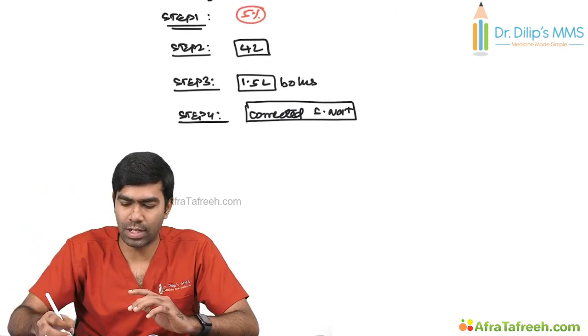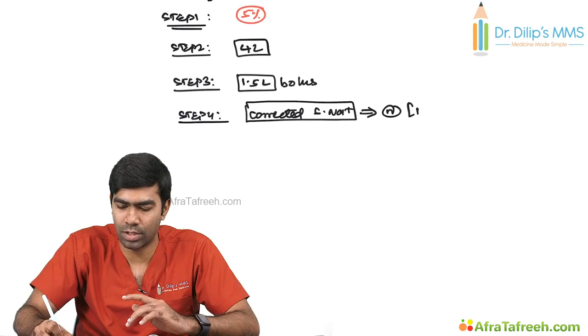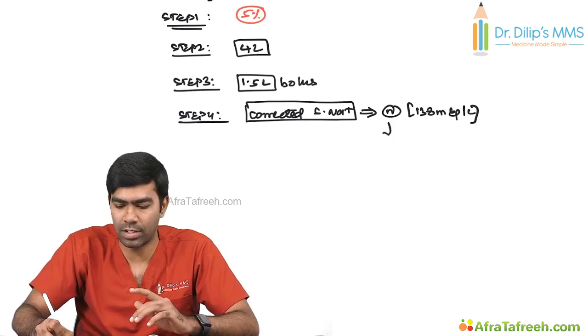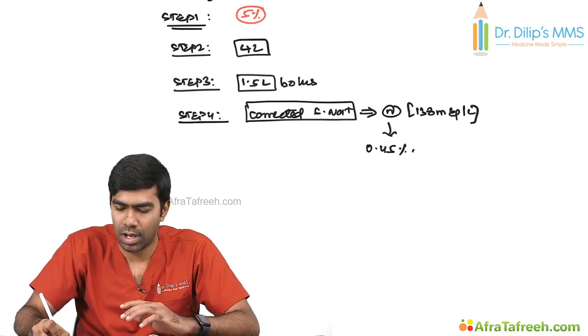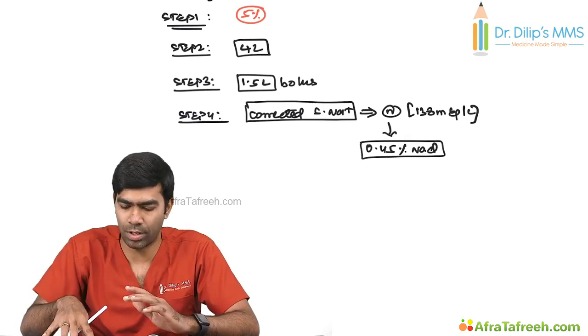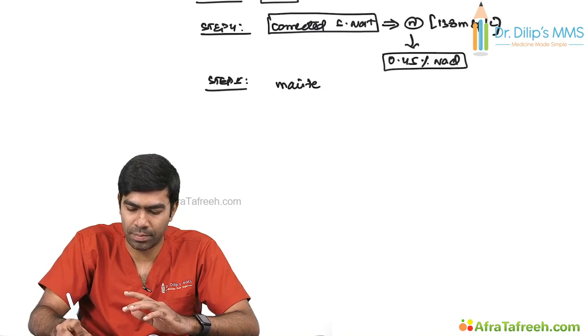So let us assume the corrected serum sodium in our standard guy is normal. So let us assume the corrected serum sodium is 138 milliequivalents per liter, which clearly tells you that your fluid of choice for the maintenance regime is half normal saline, that is 0.45% NaCl. Now you have selected your fluid. Now we go to step 5. In step 5, I have to start the maintenance phase.